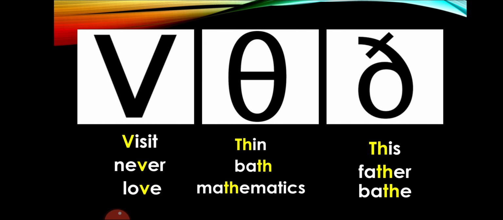never, love. And the next sound is a very important sound, and you have to differentiate the two. The next sound is th, just like in thin, both, mathematics. And the next symbol is th, just like this, father, bathe.